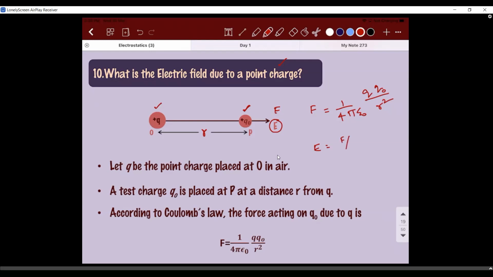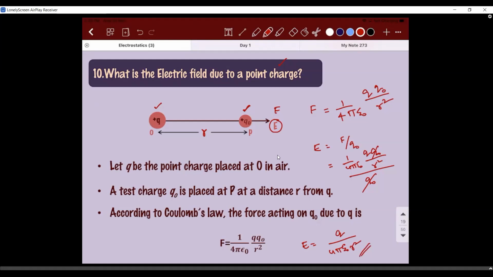So I will write E is equal to F divided by Q naught, which is 1 divided by 4 pi epsilon naught, Q into Q naught divided by R square, divided by Q naught. Q naught and Q naught are gone. So what do you get? Electric field is equal to Q divided by 4 pi epsilon naught R square.